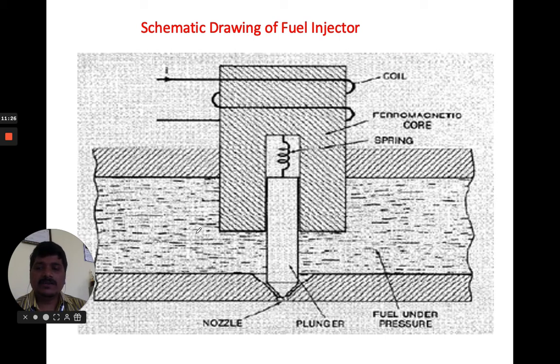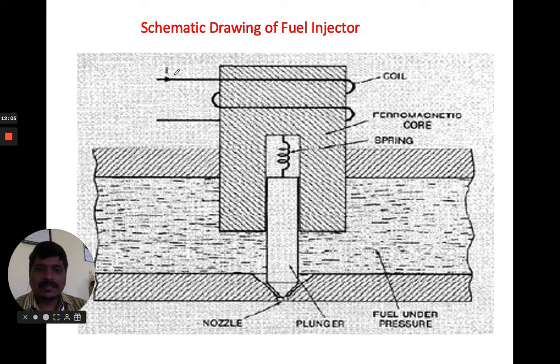In the VTU exam, they may ask you to write a neat diagram of a fuel injector and explain it. So this is your fuel injector. First we will see the parameters, then the working. This is the construction of a fuel injector. This cubical box is the core material, a ferromagnetic core material.